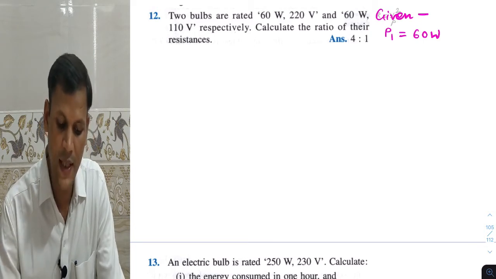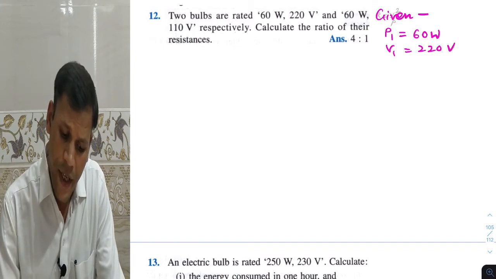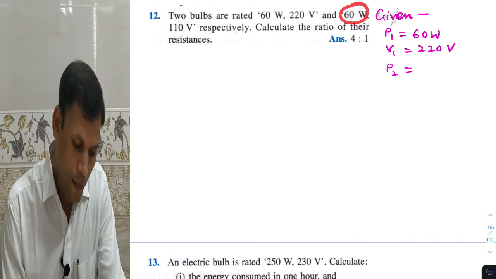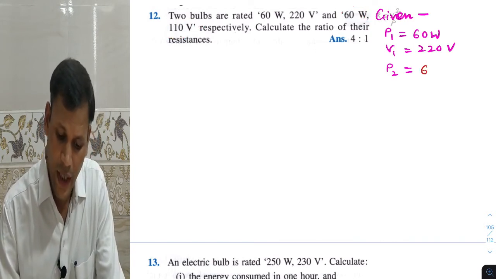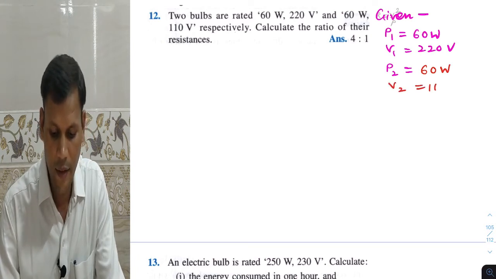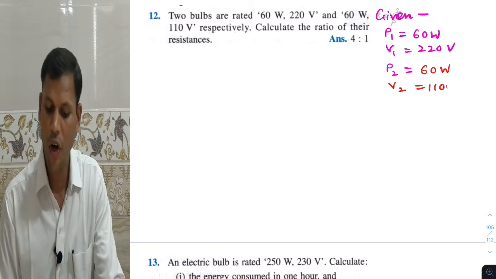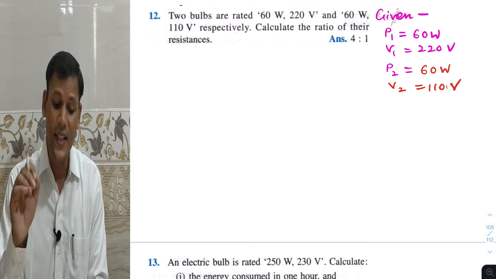and simultaneously voltage V1 is 220 volt. Next, power P2 is 60 watt, this is for the second bulb. So power P2 is 60 watt and V2 potential is 110 volt. These are all the informations given. Calculate the ratio of their resistances.